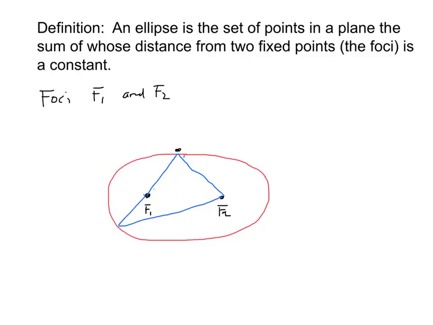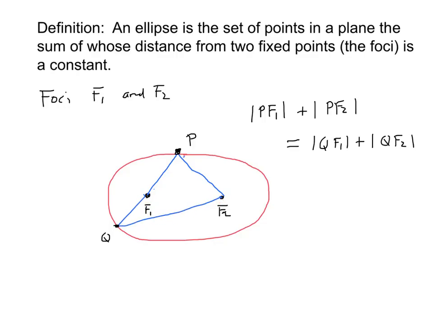We can go ahead and represent this in terms of equations as well. So let's take a point P up here and a point Q down on the other side here. And so now the distance between P and F1 plus the distance between P and F2 has to be the same as the distance from Q to F1 plus the distance from Q to F2. And this has to be a constant number, so we'll just put this to be some constant for now.